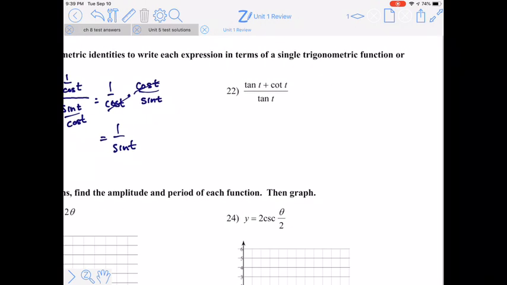For question 22, one thing we can consider is to separate this into two separate fractions. Since it has only a single term denominator, we can write this as two fractions, tangent of t over tangent of t plus cotangent of t over tangent t. And then obviously that can simplify to 1.